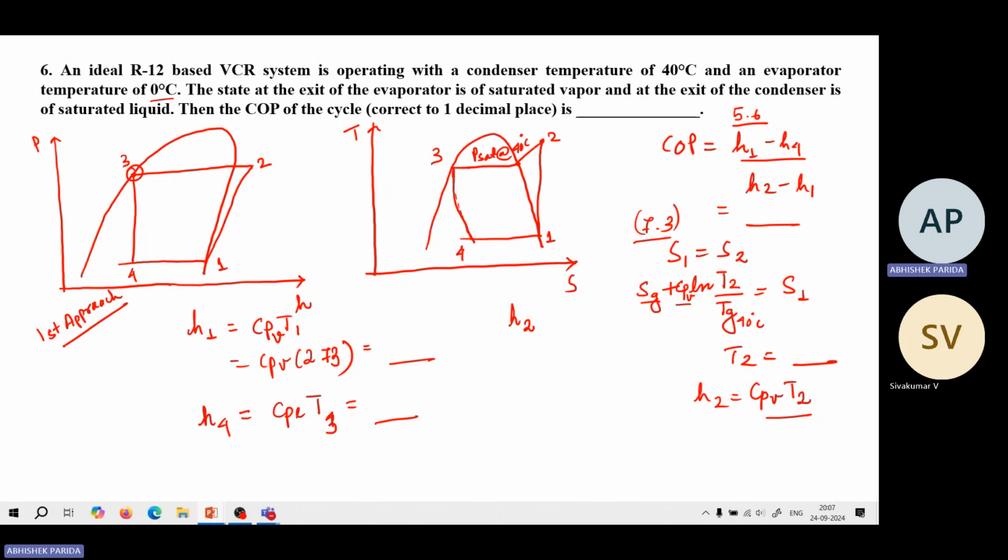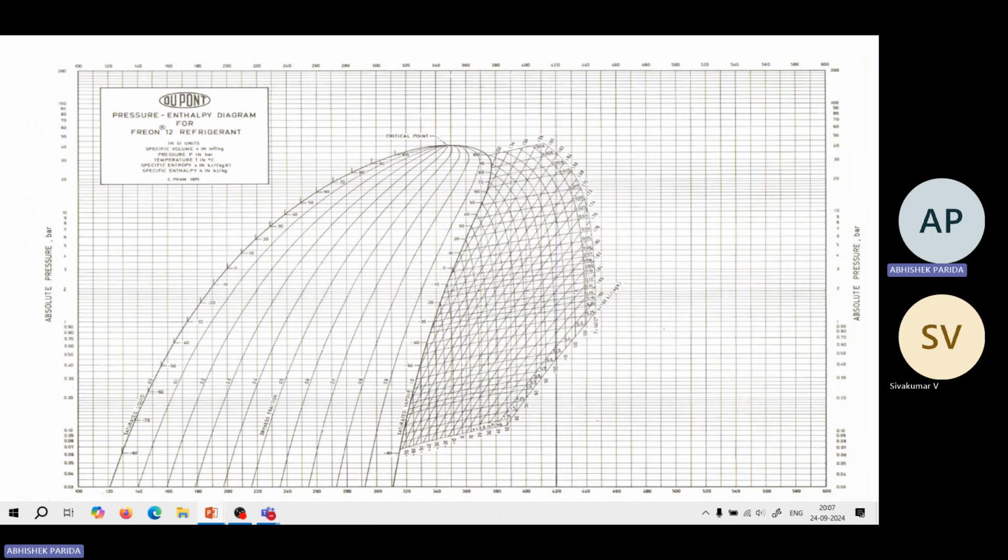The second approach that I follow is to use a pH chart for the refrigerant R12. You won't find this chart in Cengel and Boles, because only the R134a chart is given, so you have to look on the internet. I have provided it in these slides. This is the pH chart for R12.